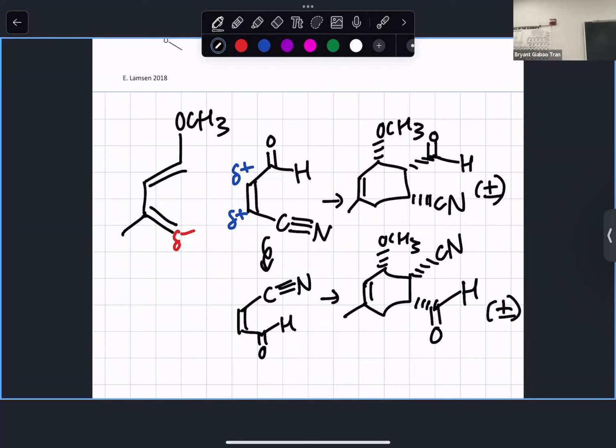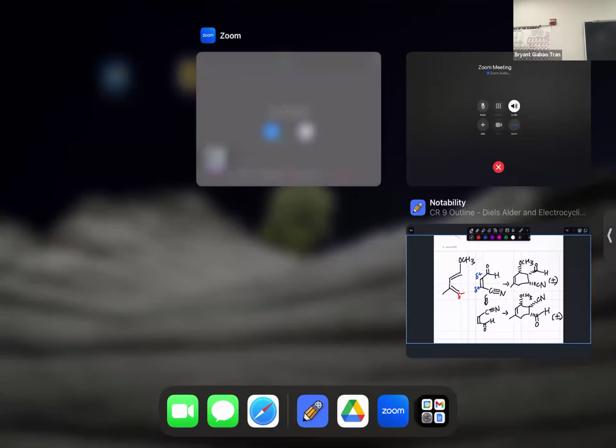These 2 products are diastereomers because, oh wait, they are not diastereomers. They are constitutional isomers because they have different connectivity, not diastereomers. Wait, can you even have diastereomers in Diels Alder? Oh yeah, pre-existing stereocenters.